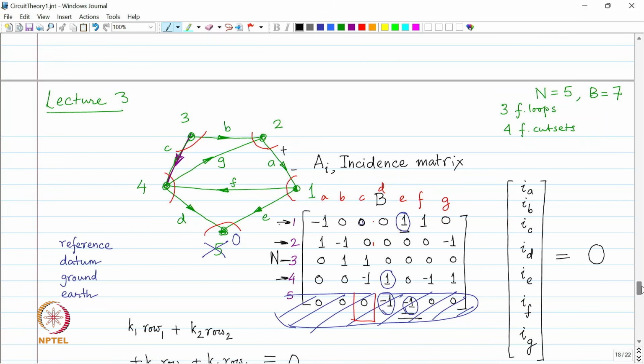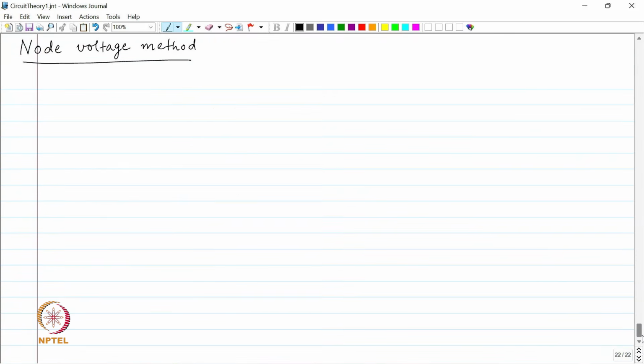where we choose one node as ground or reference, one node we choose as the datum, and at each of the other nodes we go to each of the other nodes and we do a KCL. Okay, we are going to perform a KCL operation at each of the other nodes and then try to see if we can solve the circuit. So, this is the plan.